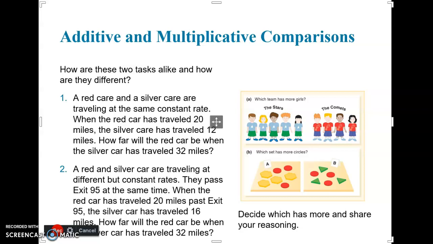In the first case, the relationship is red equals silver plus 8, because the red car is 8 miles in front of the silver car. In the latter case, the relationship is 5/4 silver, because every 5 miles the red car travels, the silver car can travel 4.